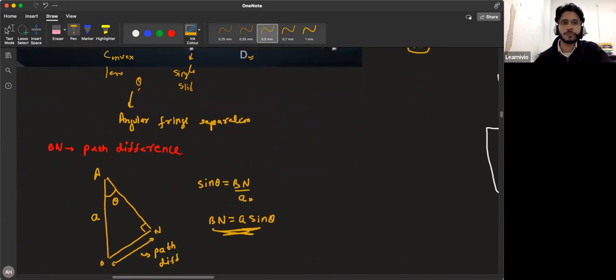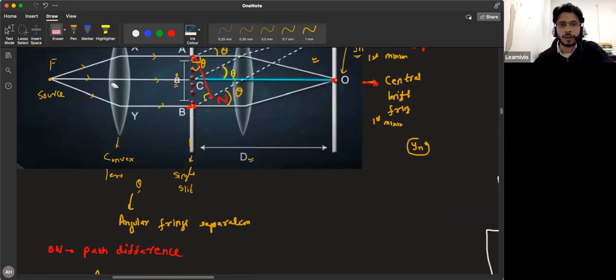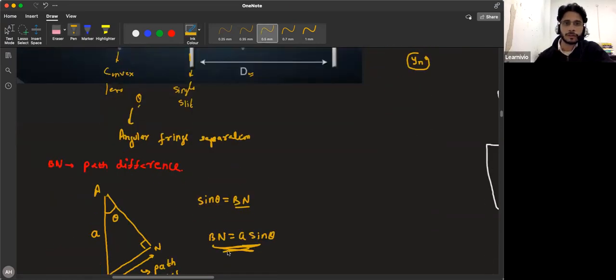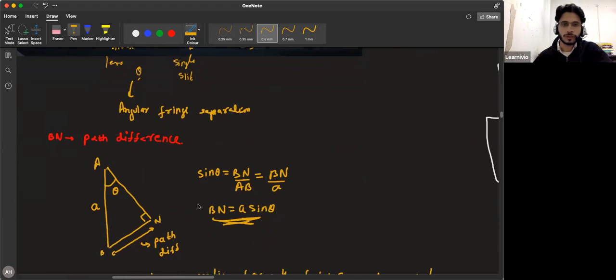This is the triangle ABN. This is your path difference, a sine theta. Sir, BN by AB or BN by a? BN by AB, and AB is equal to a. So it's BN divided by a. So you can write that BN is equal to a sine theta. That's it. So this is the path difference.